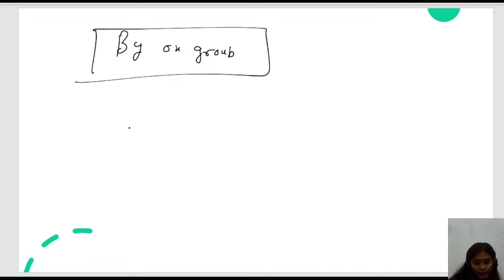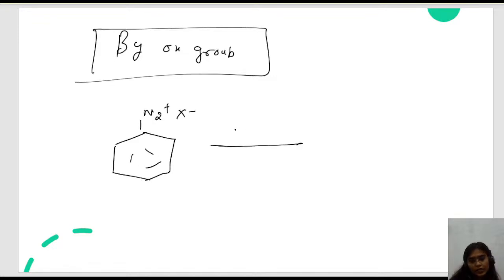If you want phenol, it's very simple. Again, N2 positive, X negative. Be noted, if you have to use only water, plain water, I said again, that is only water if we are using. Okay, so what is happening? This reaction occurs at 283 Kelvin. Okay, it is going to convert into the alcohol.